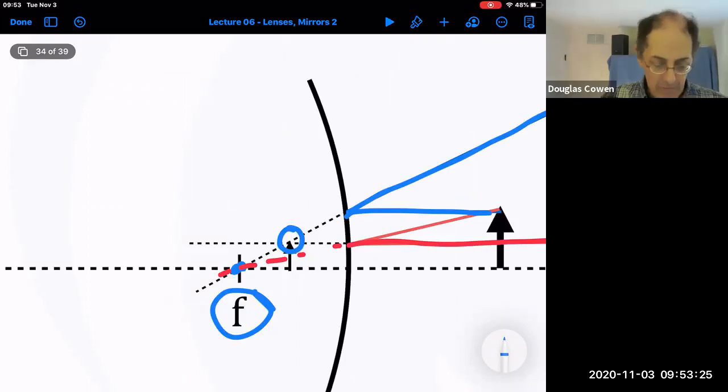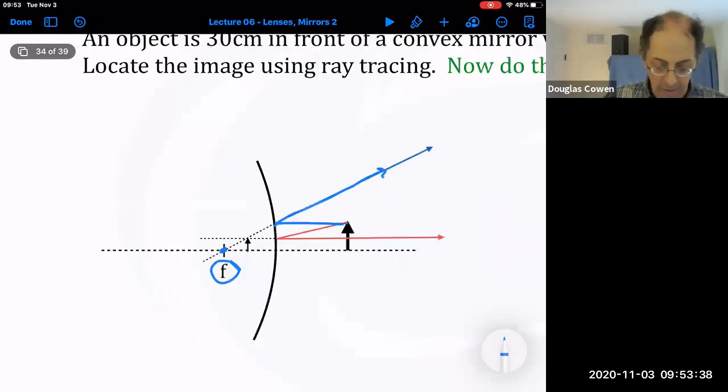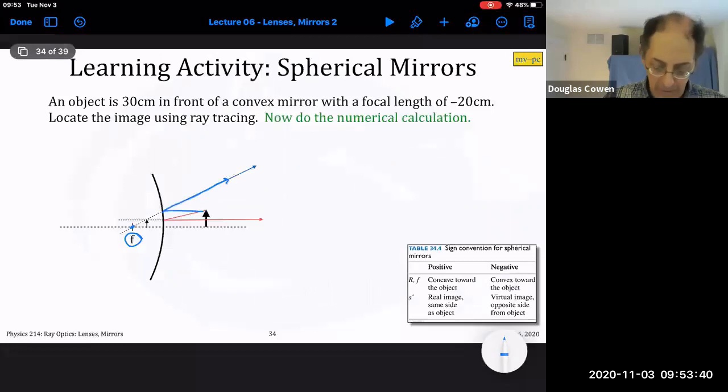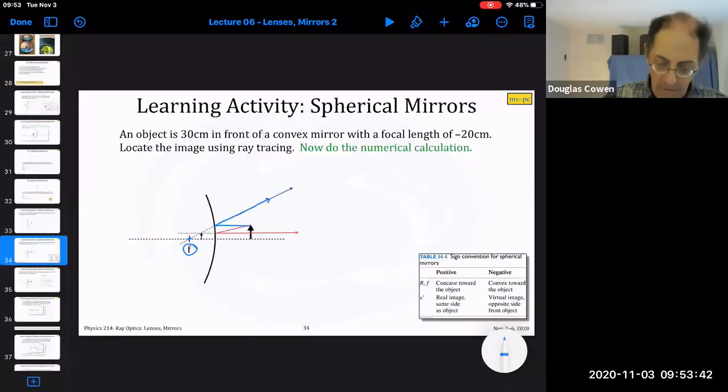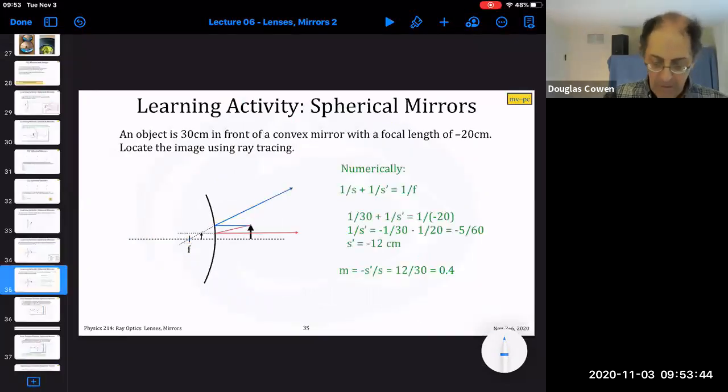Can anyone tell me, is this a real or a virtual image? Put it in the chat. That's right, this is virtual. The light is not actually coming from there. Light looks like it's coming from behind the mirror, but obviously it isn't. We can do numerically the same problem and hopefully verify what we just saw with ray tracing.